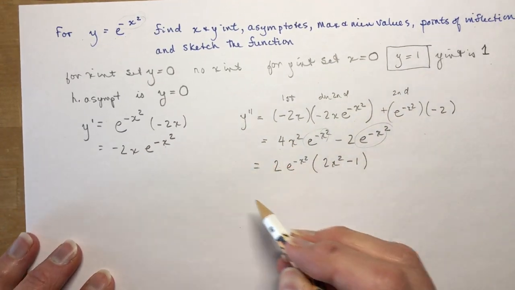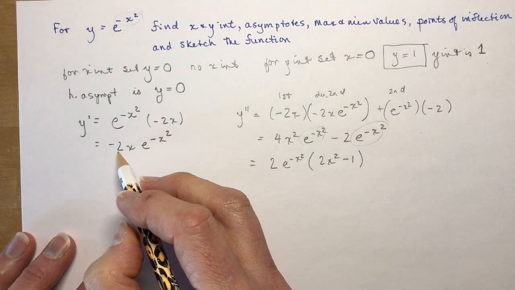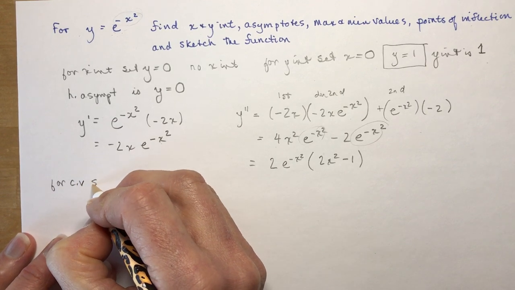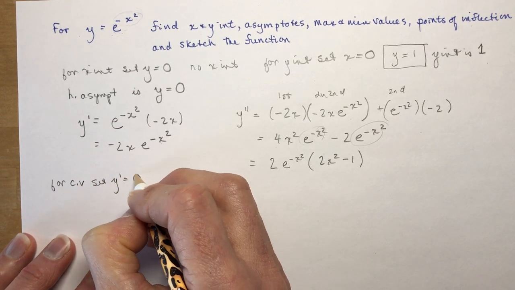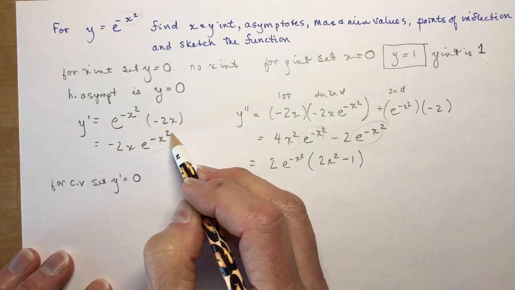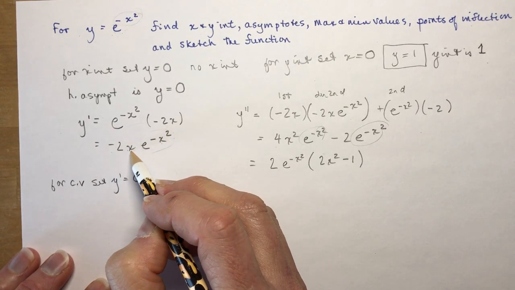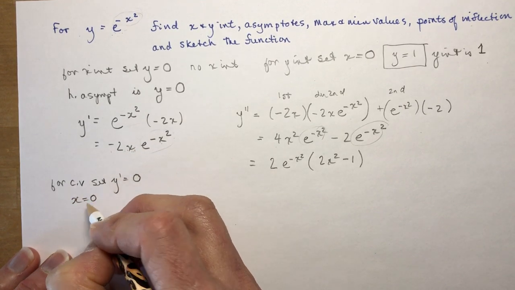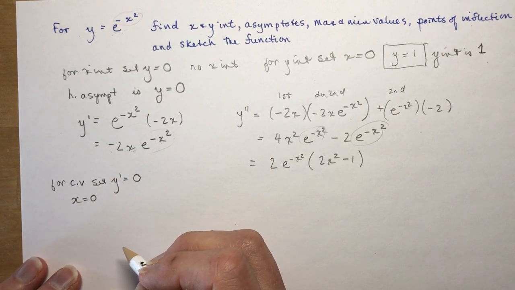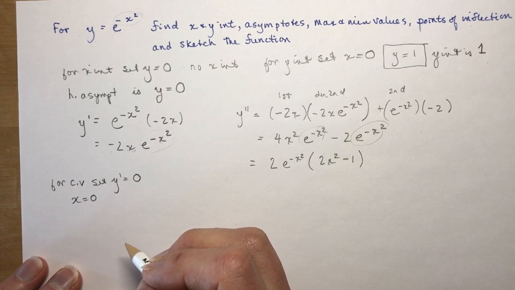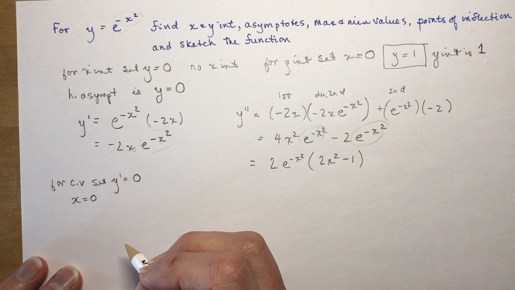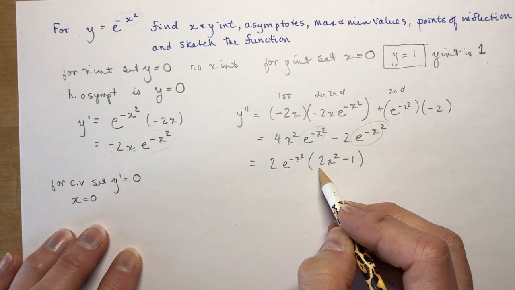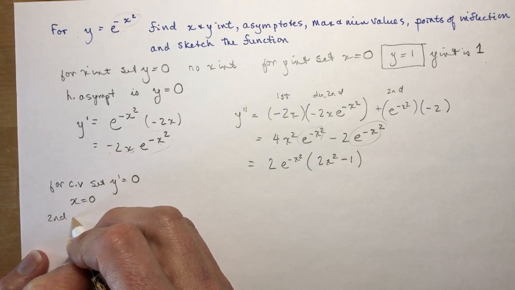Okay, so now that I've got my derivatives, I want to find out the critical values. For critical values, remember this is like max or mins, set y prime equal to 0. To make this 0, remember this is always positive, so the only thing that will make this 0 is minus 2x. So x equals 0 is a critical value. You can do a second derivative test to check, or you could do a first derivative test, but we have the second derivative here. So let's do a second derivative test.